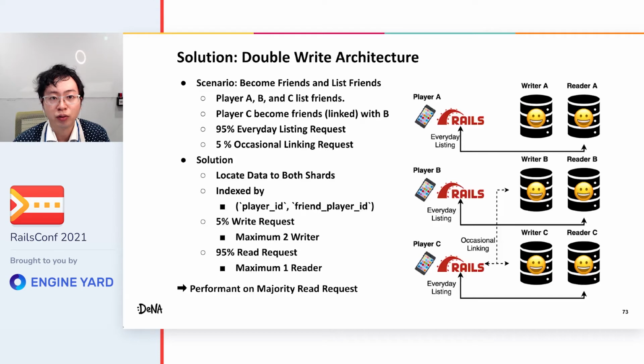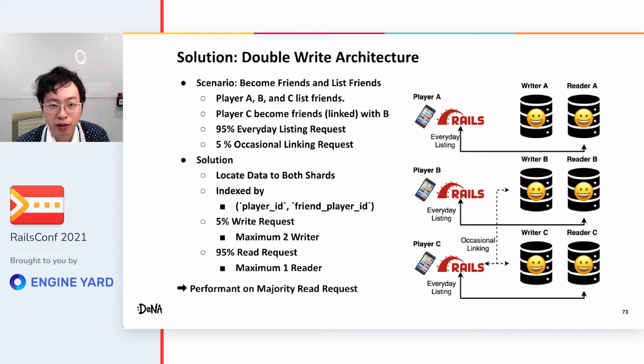In this scenario, player A, player B, and player C list friends. Player C becomes friends or linked with B. The requests consist of 95% everyday listing requests and 5% occasional linking requests.